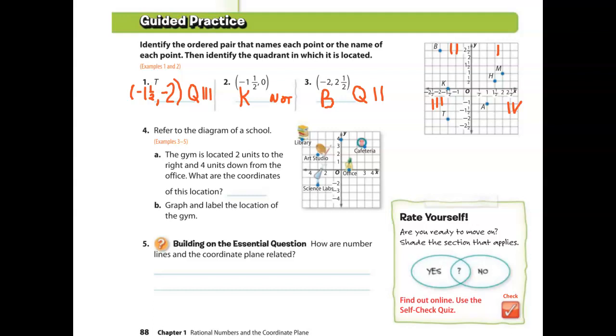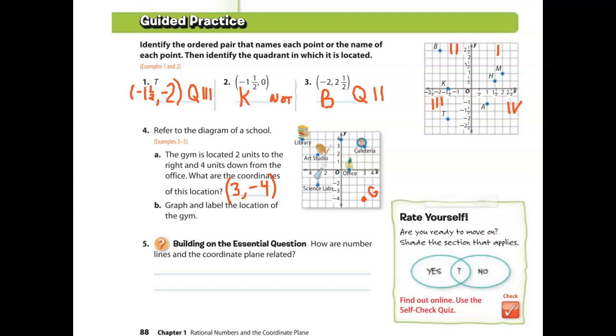So let's go 2 units to the right, 1, 2. That's going to be 3 is the x, and then you go 4 units down, 1, 2, 3, 4. And as you notice, that is going to be what kind of 4? Negative or positive? Very good. So positive 3, negative 4 is where the gym is located. We're going to graph and label the location of the gym. So we're going to go over positive 3, down negative 4, and then that is where G for gym is going to be.